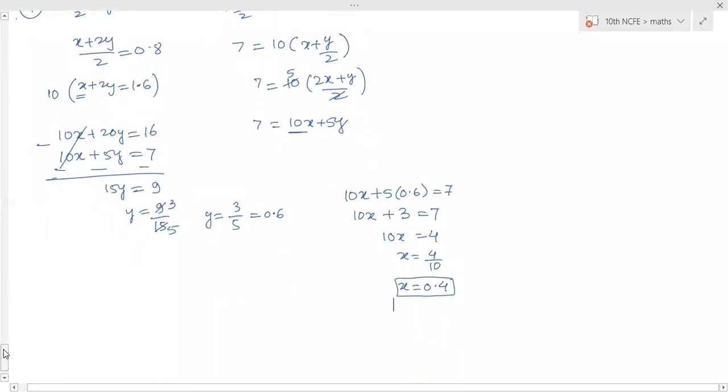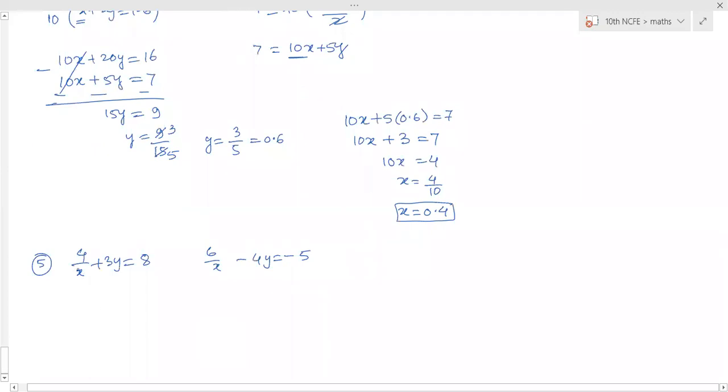Done? Then one different type of a question. 4 by x plus 3y is equal to 8. 6 by x minus 4y is equal to minus 5. So here one of the variables, x, is in the denominator. In such cases, you have to consider 1 by x is equal to another variable a.